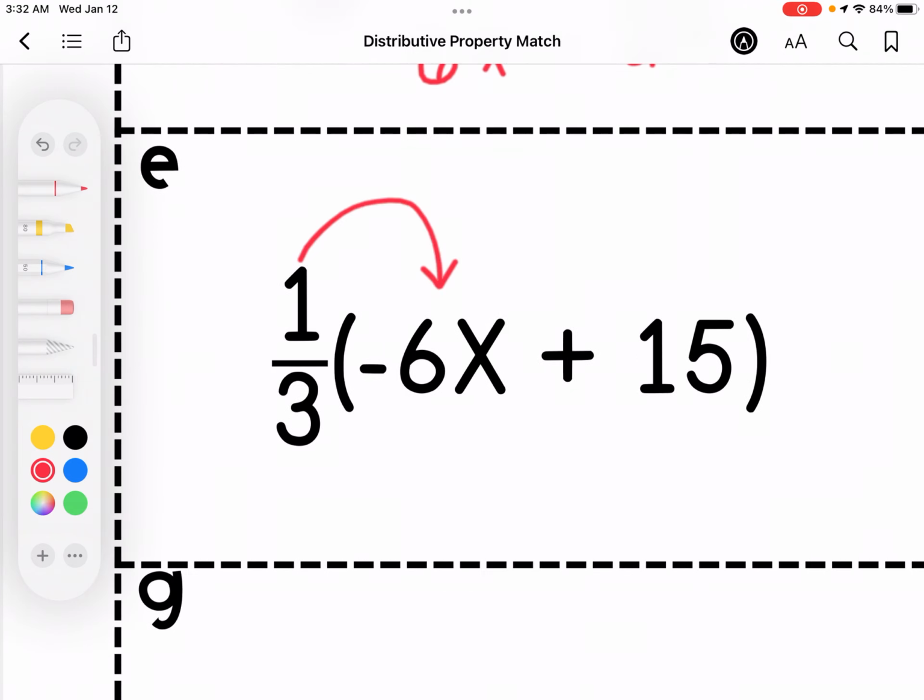1/3 of 6, so 6 divided by 3 is 2. Can't forget my negative sign. I've got an x. 15 divided by 3 would be 5.